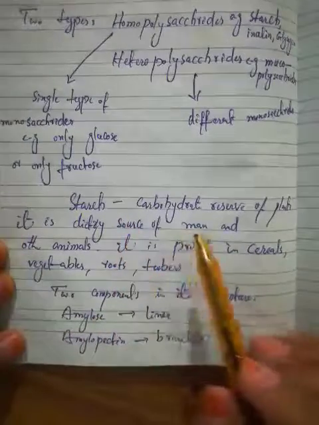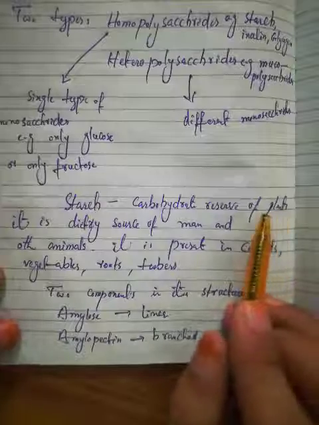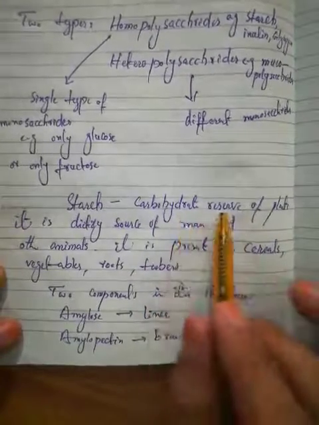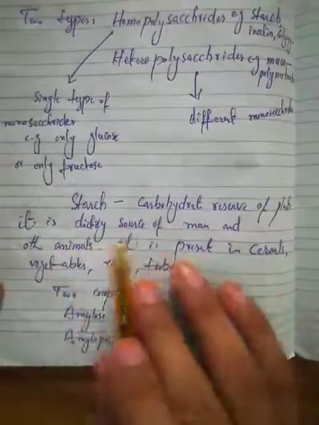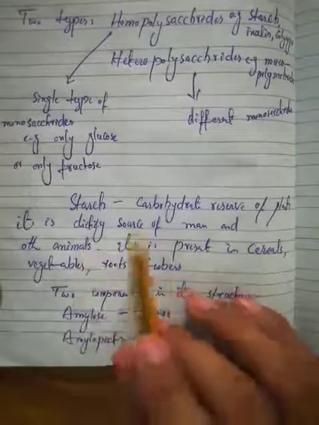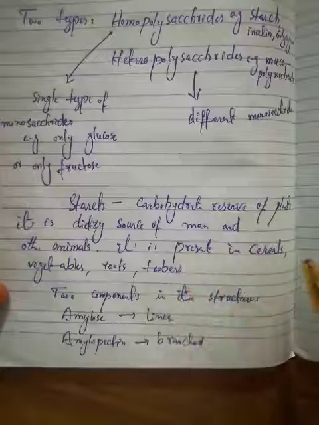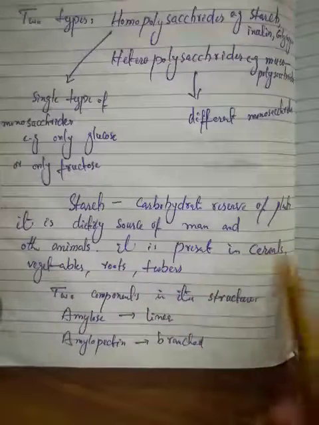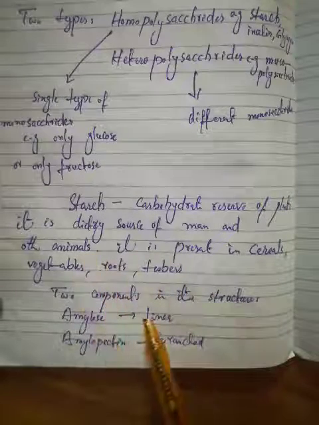Starch is the carbohydrate reserve of plants. Plants store their excess carbohydrate in the form of starch, and it is a dietary source for man and other animals. Starch is a dietary source of man and other animals. It is present in cereals, vegetables, roots, tubers. These are all things which we eat. Through these things we take starch.